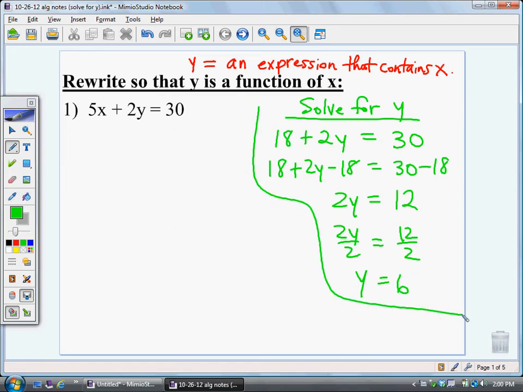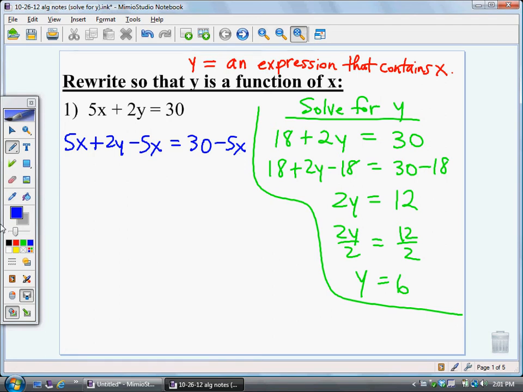Now on the one that we have here, though, I have not 18, but 5x. Well, we're going to do exactly the same thing that we did over there. Okay, although on the right here we first subtracted the 18, which was the term other than the y term. This time I'm going to subtract 5x, which is the term other than the y term. So I take 5x from the left side and I take it from the right.